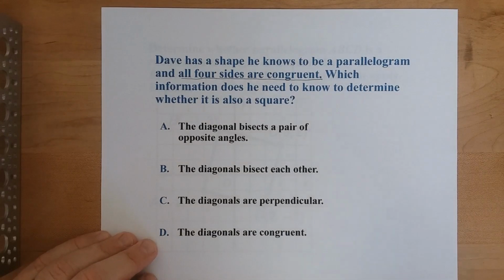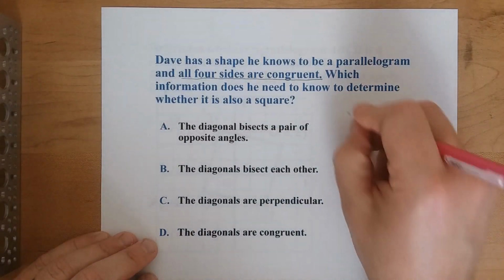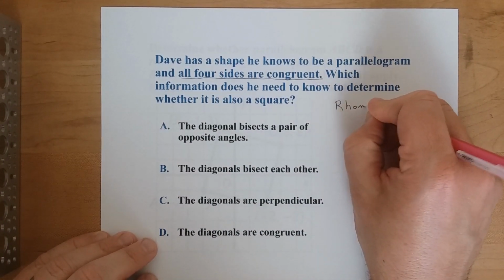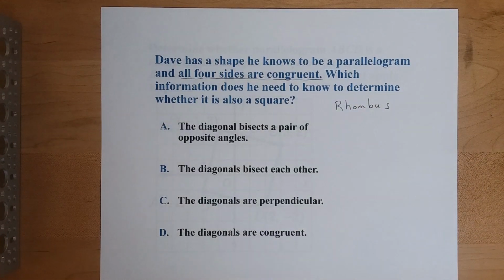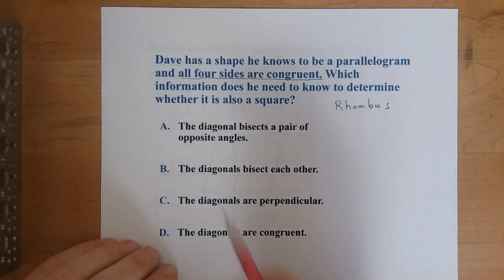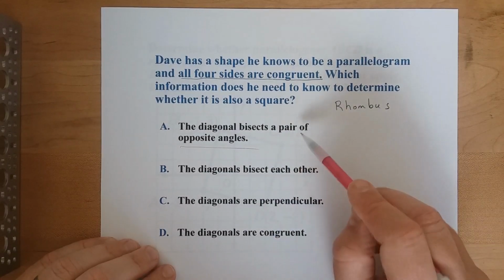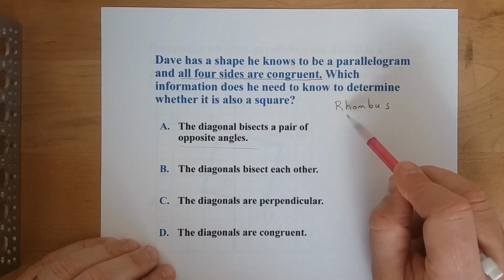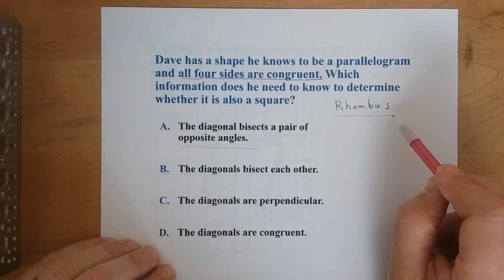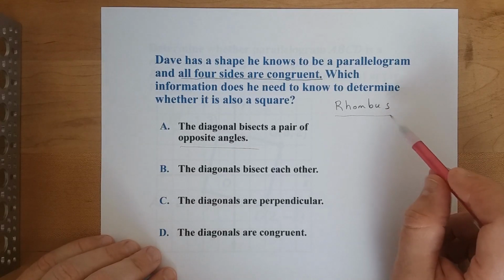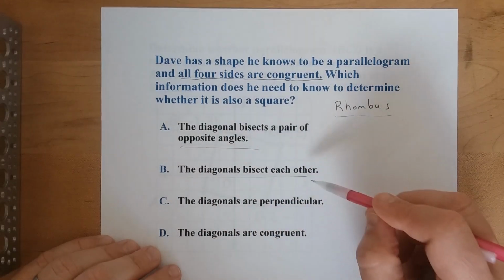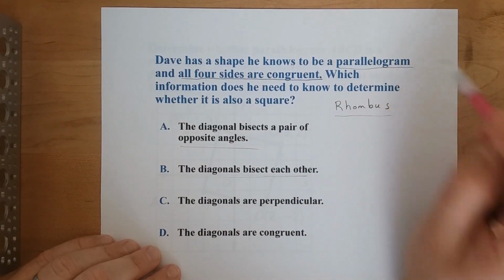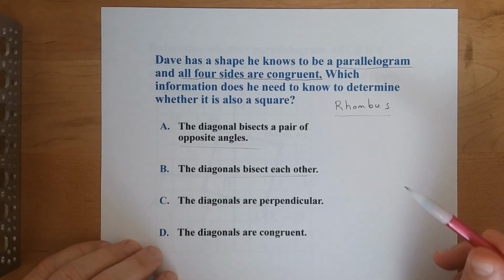When I see that, I know this shape is a what? It's a rhombus, isn't it? So, what do I need to know to determine if that rhombus is also a square? If we look at choice A, the diagonal bisects a pair of opposite angles. Well, that's true for all rhombuses. So that just confirms for me that it's a rhombus. Doesn't tell me whether or not it's a square. The diagonals bisect each other. Well, that's true in every single parallelogram. All parallelograms have diagonals that bisect each other.